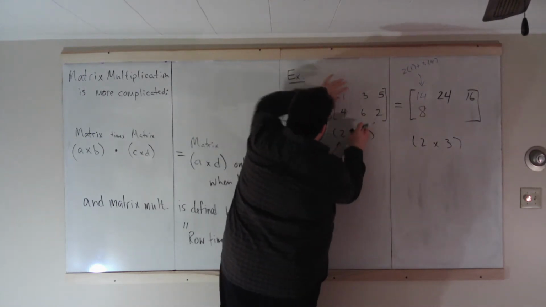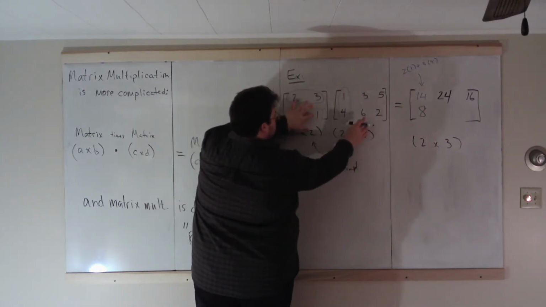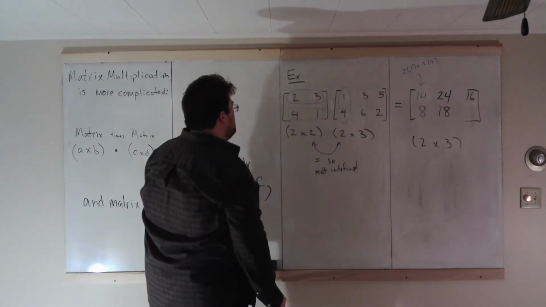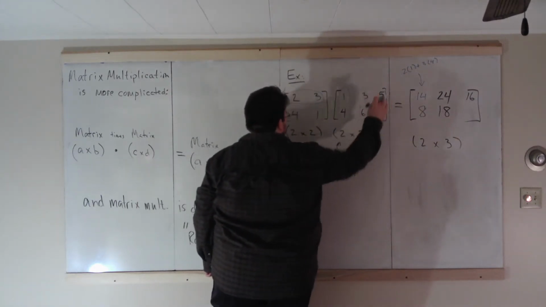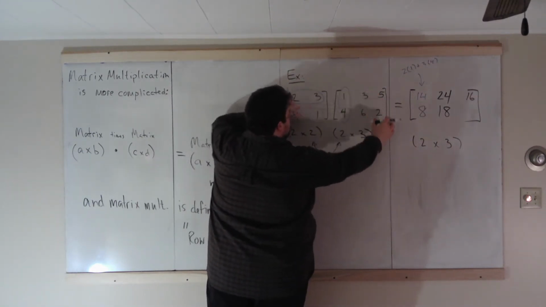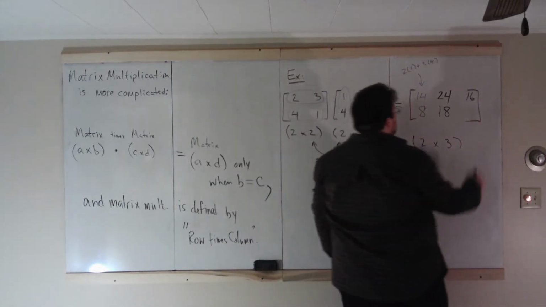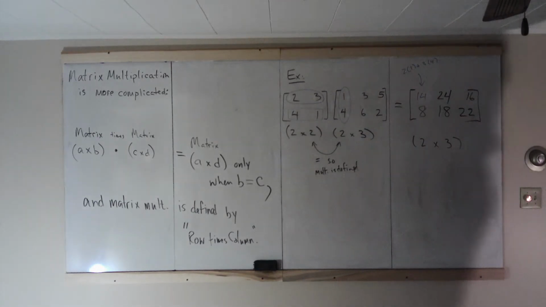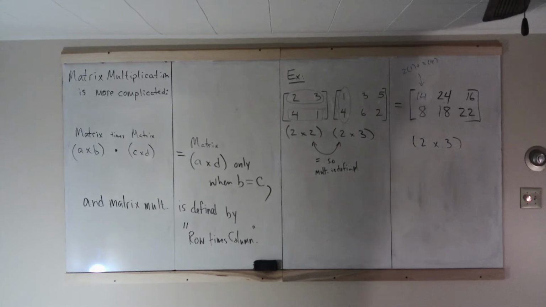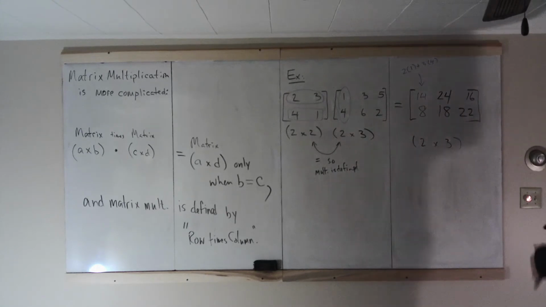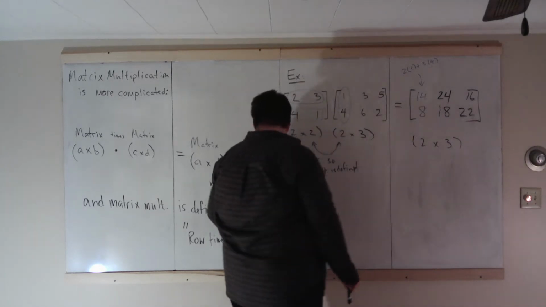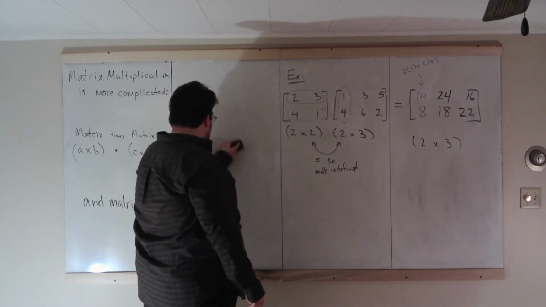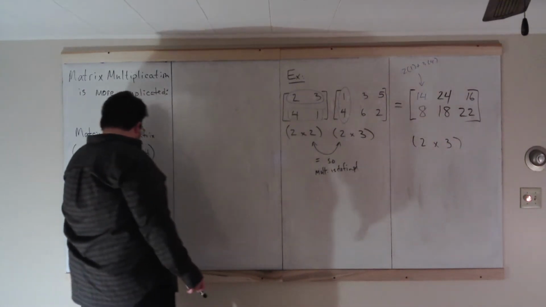4 and 1 on 3 and 6, 4 times 3 is 12, 1 times 6 is 6, 12 plus 6 is 18. And the last one, 4, 1 on 5, 2, 4 times 5 is 20, 1 times 2 is 2, 20 plus 2 is 22. So all of that was done row by column, using inside that multiplication and addition. So right here, this matrix multiplication was defined. Let's do 2 more examples, one where it isn't defined and one where it is.